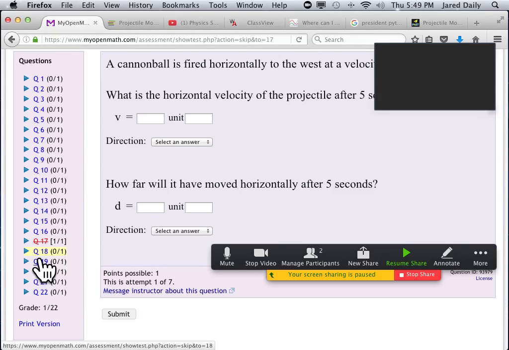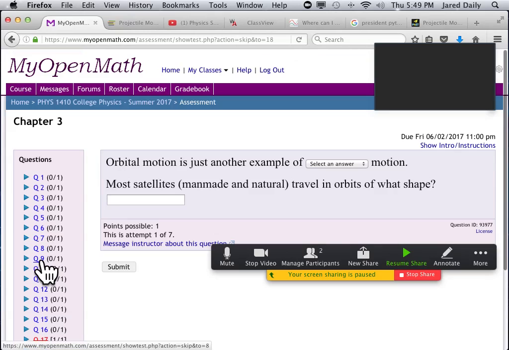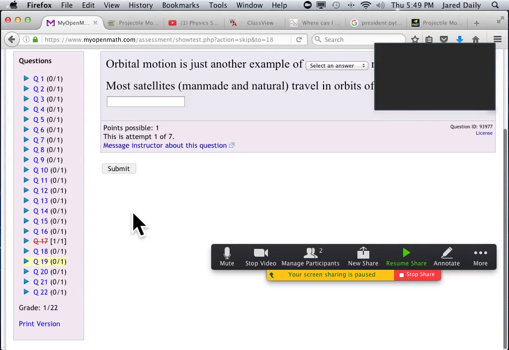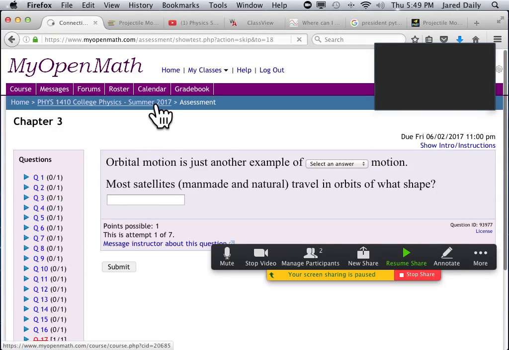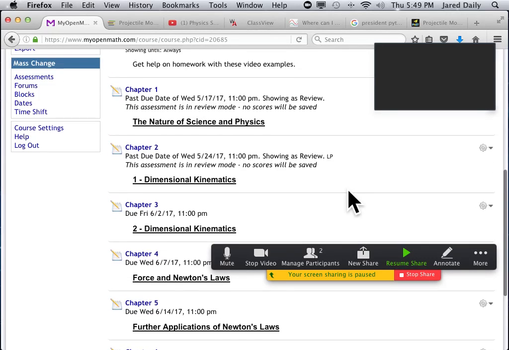Orbital motion is another example of projectile motion. That's 17? No, that's on number 19. Did I do a 19? Did I do another orbital motion? Oh gosh, why did I put 2 of those in there? So is that one we're not supposed to do? Yeah, that's not right. Okay, I'll take it out.